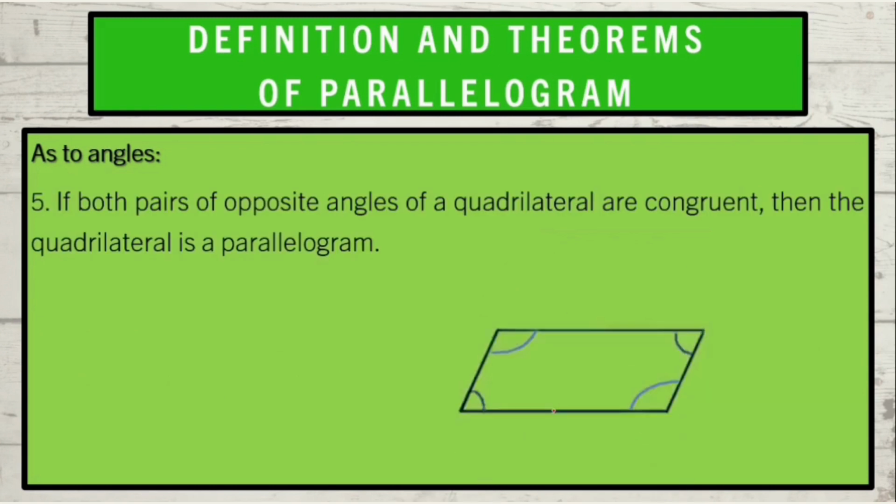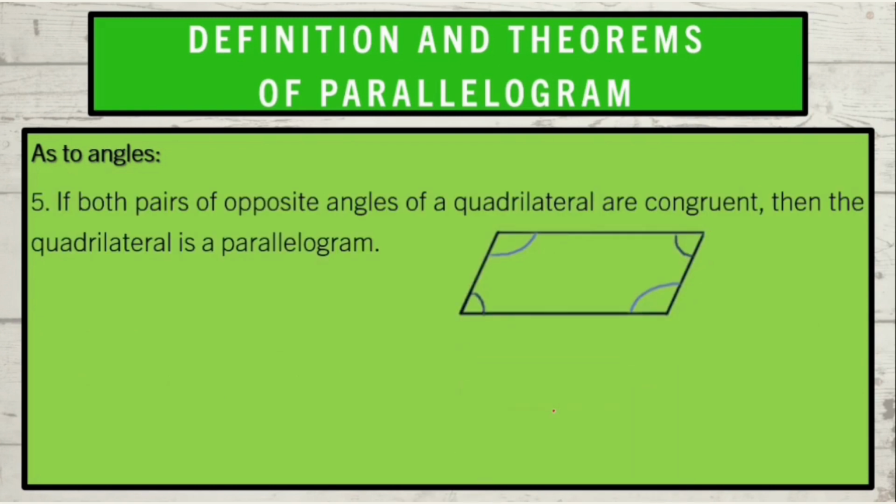The first condition is, if both pairs of opposite angles of a quadrilateral are congruent, then the quadrilateral is a parallelogram. As discussed earlier, congruent means equal. As shown in the figure, the mark shows that the opposite angles are congruent. Therefore, it is a parallelogram.